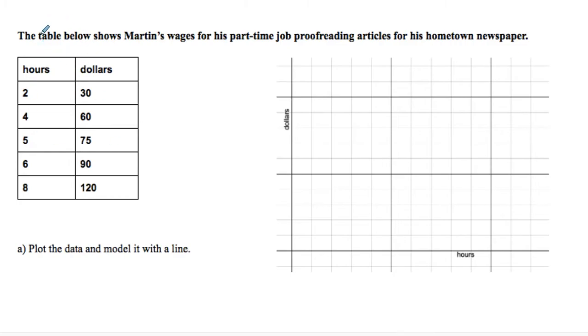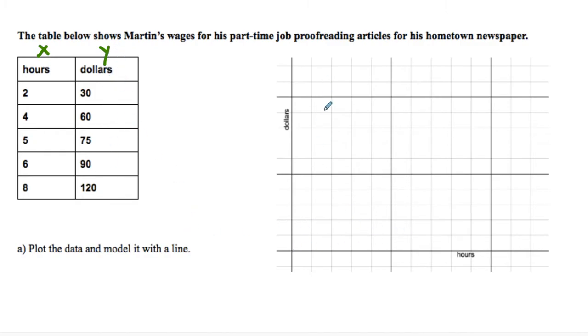I have a table, and the table below shows Martin's wages for his part-time job proofreading articles for his hometown newspaper. It looks like given some hours, he's making some dollars. I could label this X and Y if that's helpful for you, because based on the number of hours, he's going to make some earnings. So this is like my inputs or my X values. This is like my outputs or my Y values.